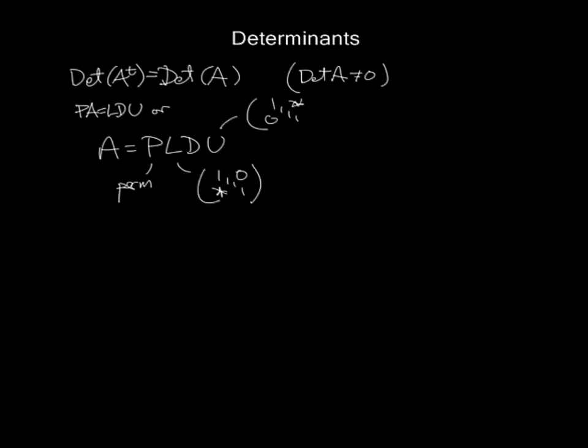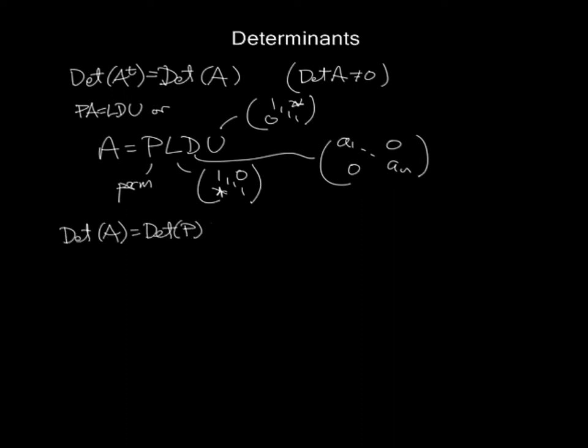So we write A is PLDU, where P is a permutation matrix, L and U are triangular, and D is diagonal. And, well, from that we can compute the determinant of A. It's the determinant of P times the determinant of L times the determinant of D, and so on. And we already know that the determinant of L and U are 1, and the determinant of P is plus or minus 1, and the determinant of D is the product of the diagonal entries.